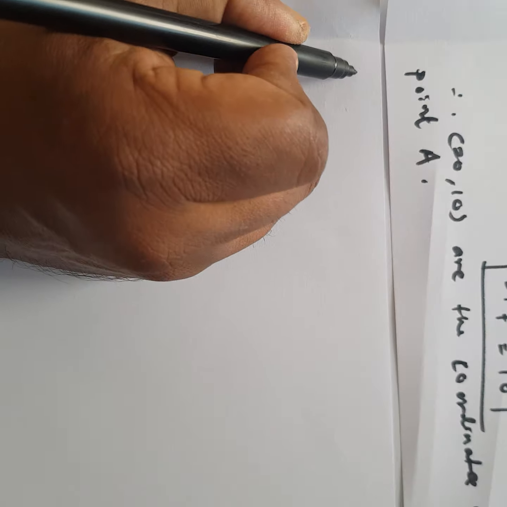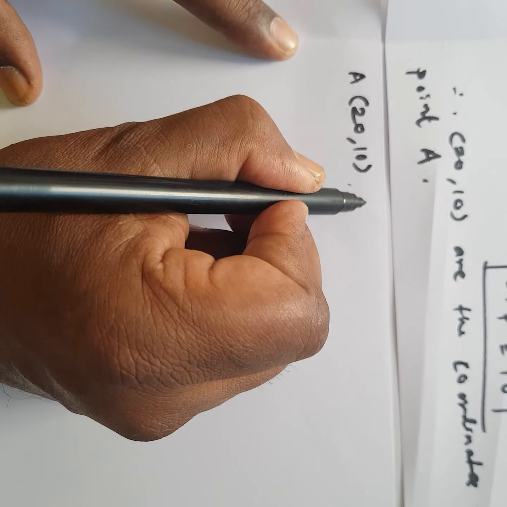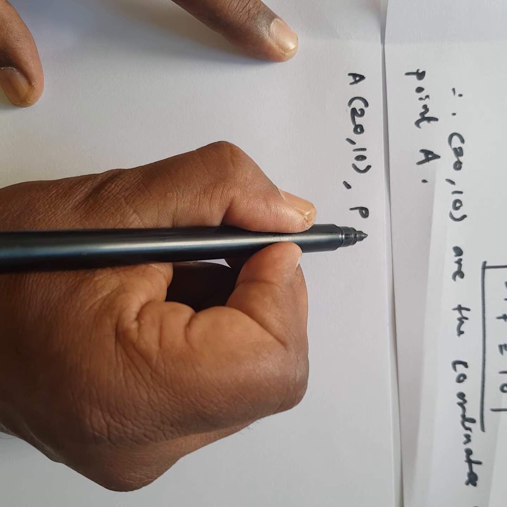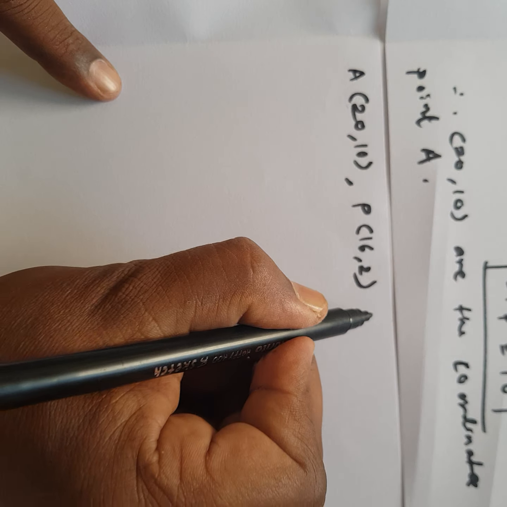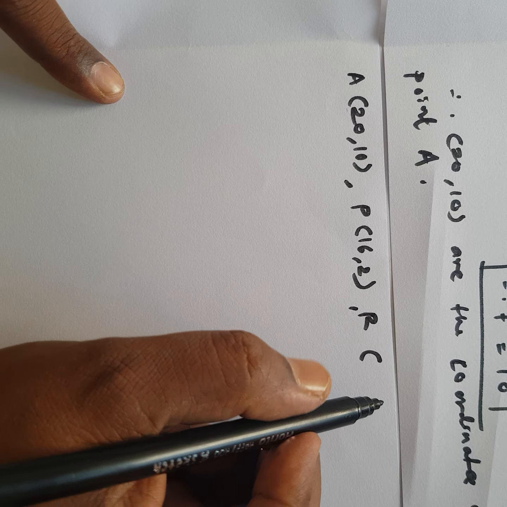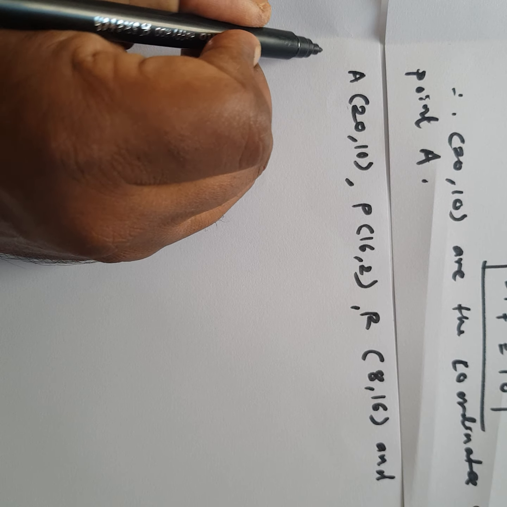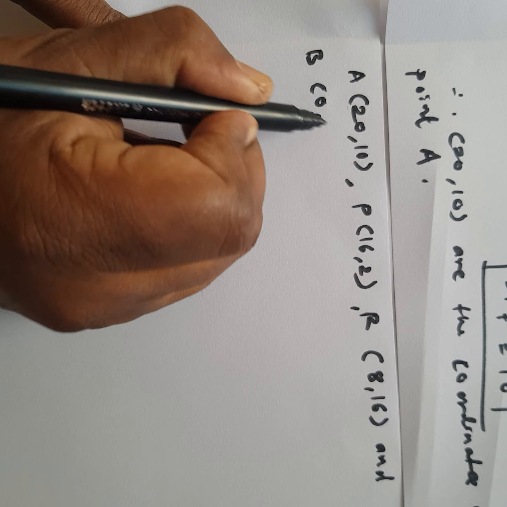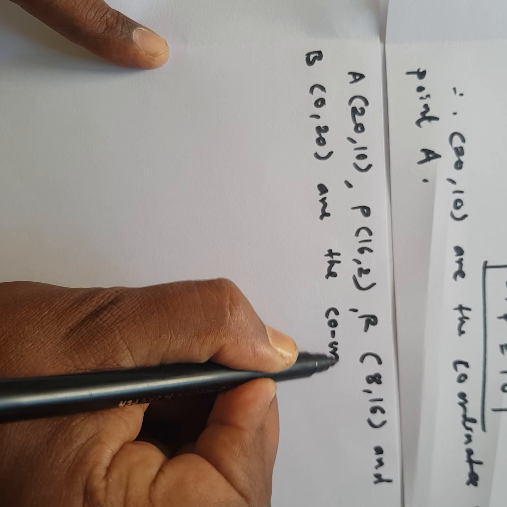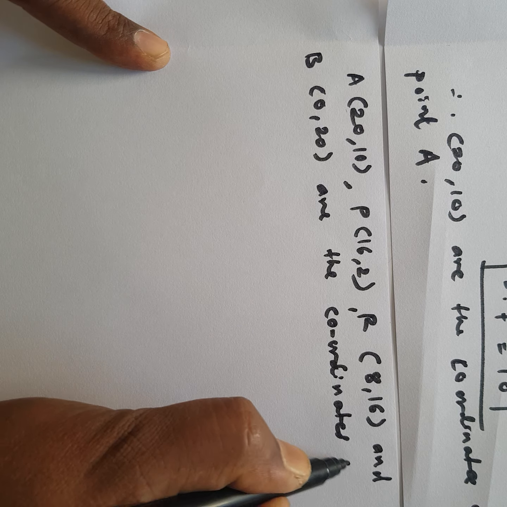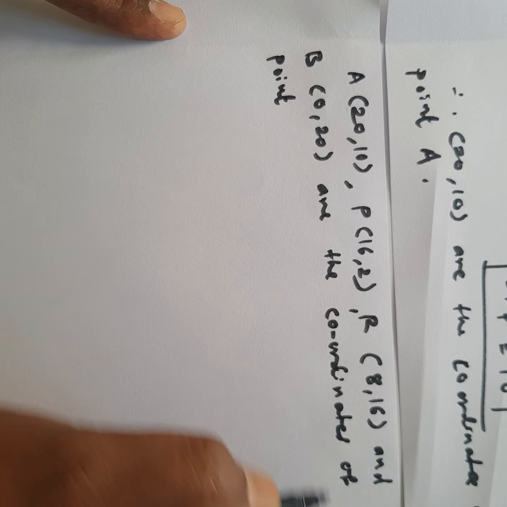In this way, A is 20, 10, then P is 16, 12, R is 8, 16, and B is 0, 20. These are the coordinates of the given points.